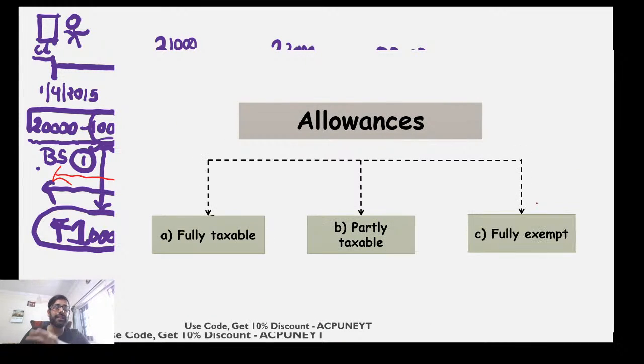So allowances are three types of allowances. First is fully taxable allowances, second is partly taxable allowances, and third is fully exempt allowance. First is fully taxable. Whatever allowance you will receive now, that will be fully taxable. Second is partly taxable. Sir, what is partly taxable allowances? Partly taxable means in some amount you have to pay tax, in some amount you don't have to pay tax. So what is fully exempt allowances? Where you don't have to pay any tax.